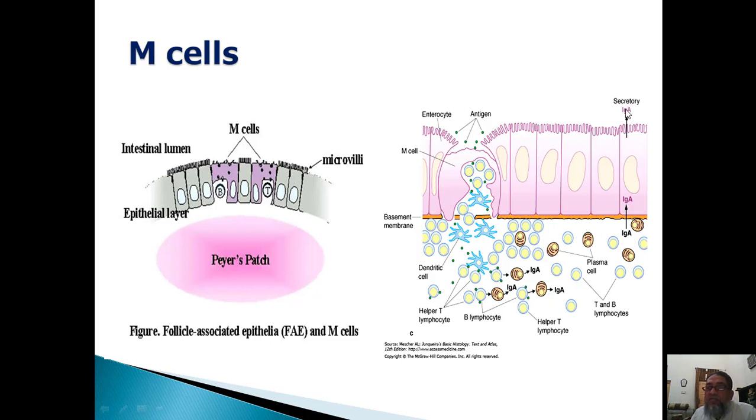So this IgA mechanism is only dependent on the M cell activity, which produces this type of shape along with the modification of the epithelium. Dendritic cell, T cell, B cell, plasma cell, they play a key role in the production of IgA.